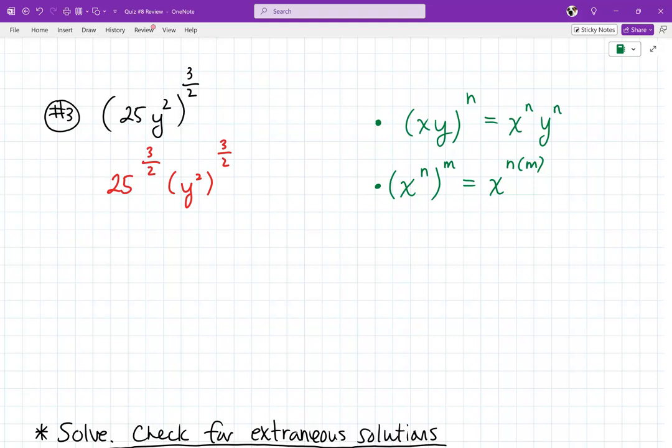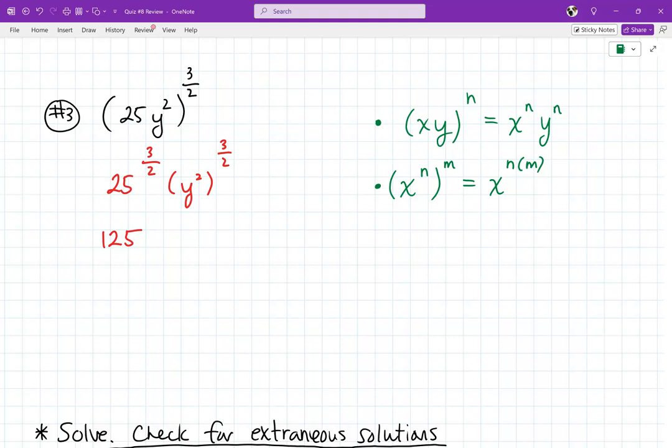Now 25 to the 3 halves you can do on your calculator. Okay, you can use your calculator to figure out 25 to the 3 halves. I think it comes out to 125. Let me think about it. So that's going to be a square root of 25 to the third power. So that's 5 to the third. Yeah, that's 125. Okay, so on your calculator, you just type that in, 25 to the 3 over 2 power.